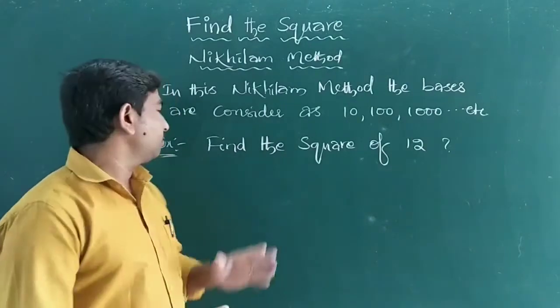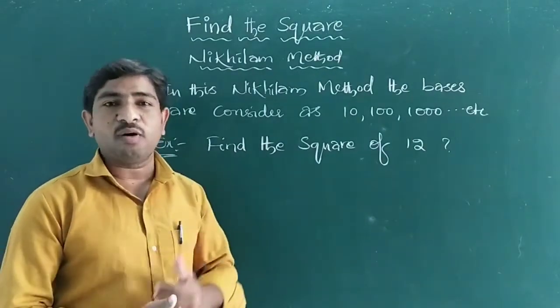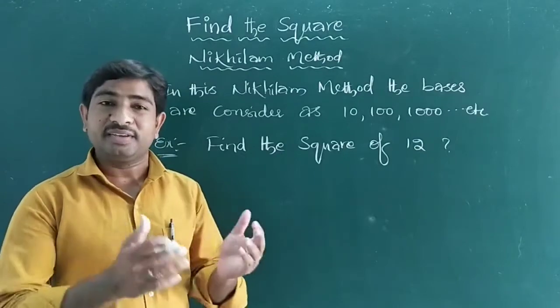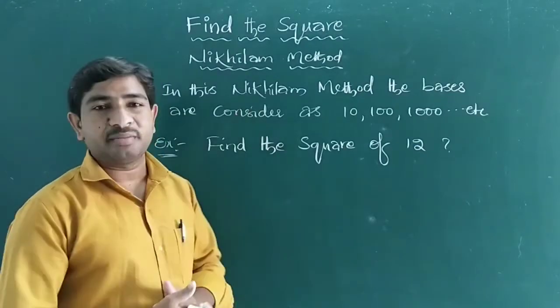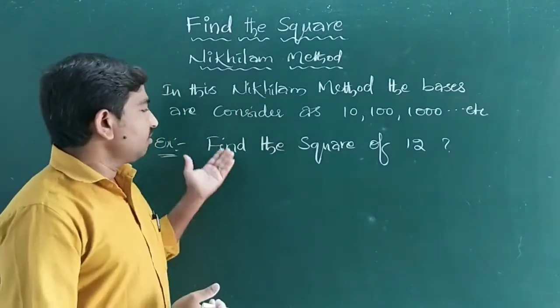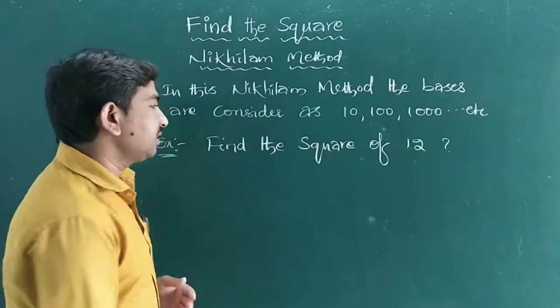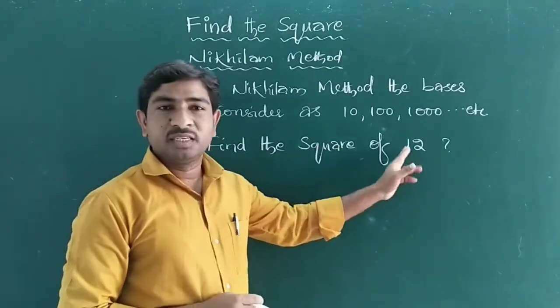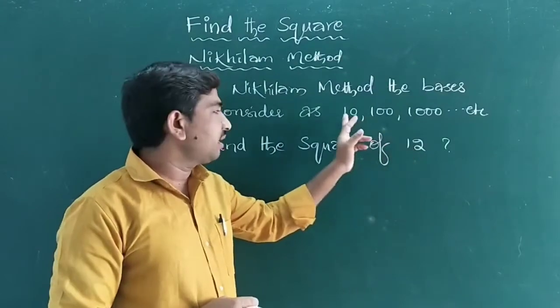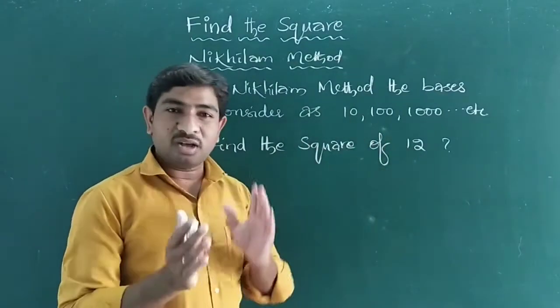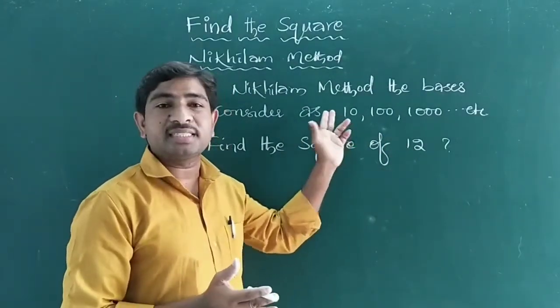Very easy. Finding the square by the traditional method is very difficult, but by Vedic mathematics it is very easy. So find the square of 12. Here 12 is a 2-digit number, and it is nearby 10. So what is our base? Consider the base as 10.